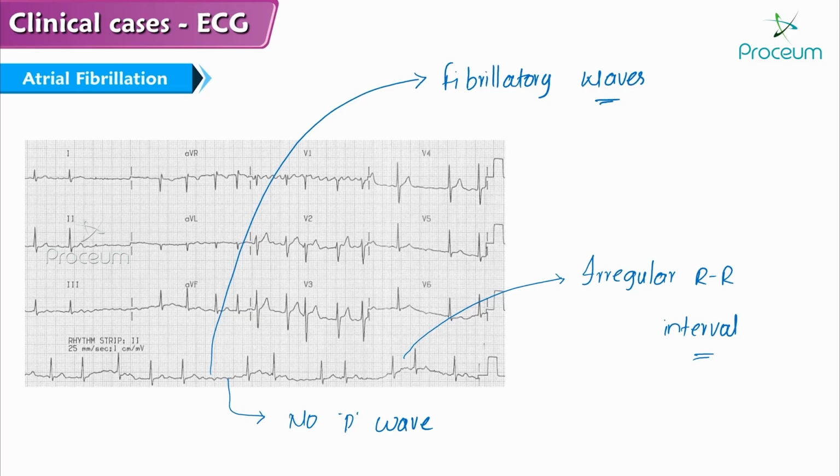So how will you make out an ECG of atrial fibrillation? Number one, irregular rhythm. Number two, absence of the P wave. Number three, the presence of fibrillatory waves. Okay, so this is the ECG of atrial fibrillation.